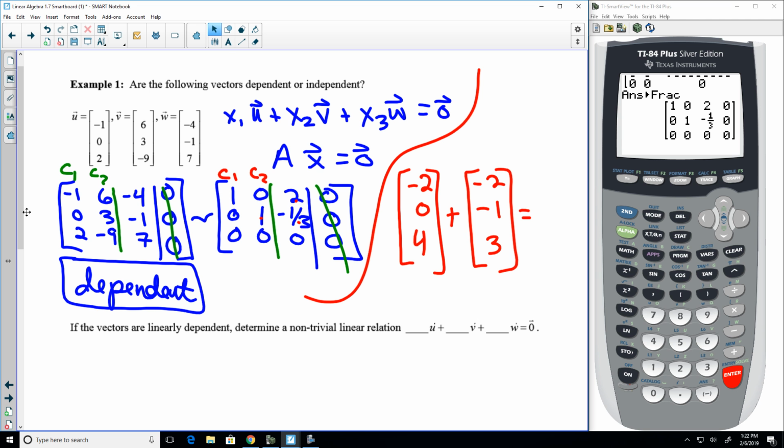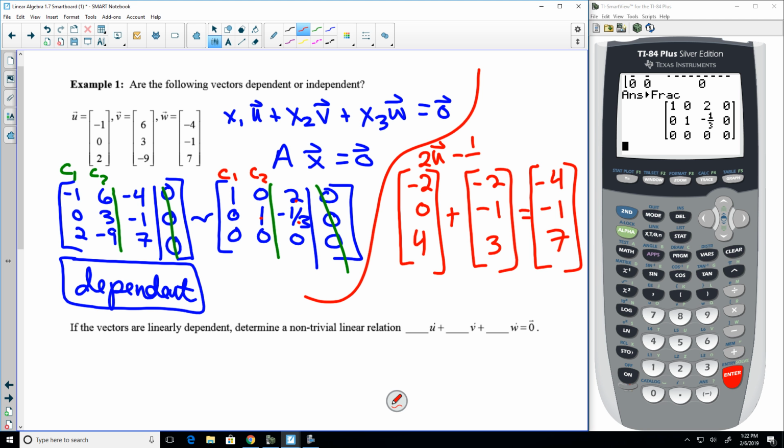2 and negative 1/3. 2 times u, negative 1/3 times v. Add them together, you get w. This is 2u minus 1/3 v equals w. That means I can write one of these vectors as a linear combination of the other two, so we say they're dependent.